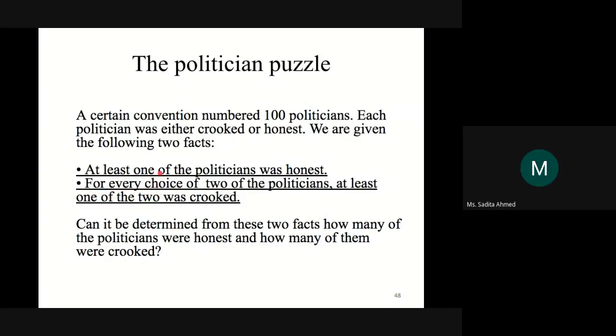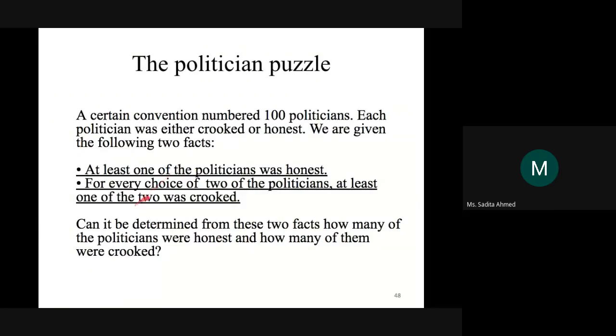Now, think about the second statement, the second fact. What does it say? It says that in all these combinations, at least one will always be crooked. Both can be crooked, yes, but at least one will always be crooked. Or in other words, in all of these pairs, both can never be honest at the same time.